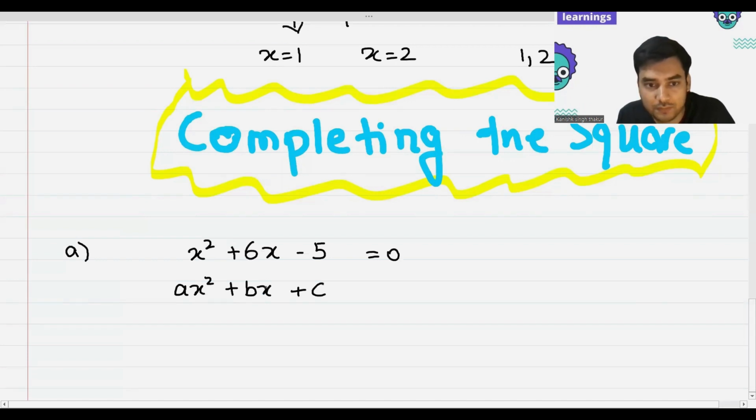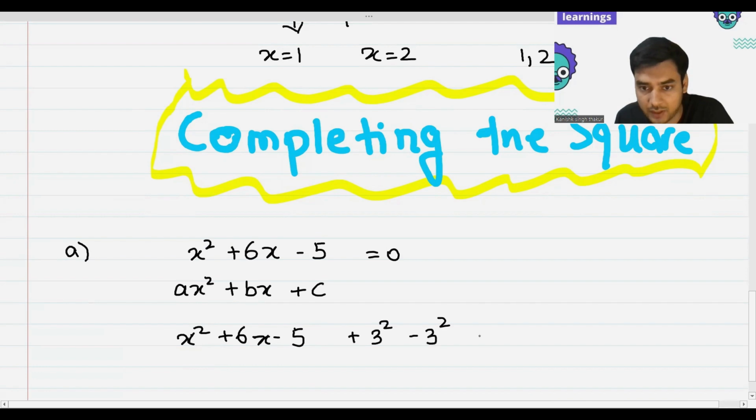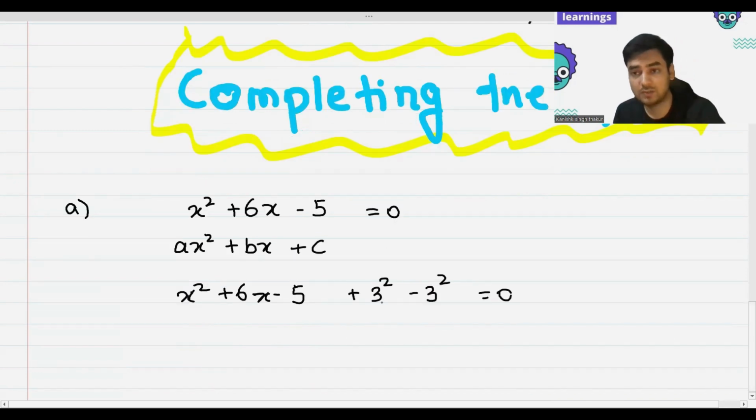Here, the coefficient of x, that is b, is equal to 6, right? So I have x square plus 6x minus 5. What I will do is take this 6 and add half of 6 squared. Half of 6 is what? 3. So I'll add 3 square and then I'll subtract it. This is equal to 0, right? See, it will not make any difference in the equation. Why? Because I have added the same term and subtracted the same term, so actually 0 is added. So it does not make any difference, right?